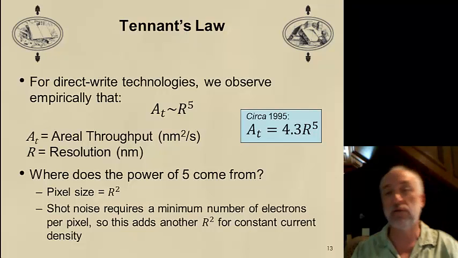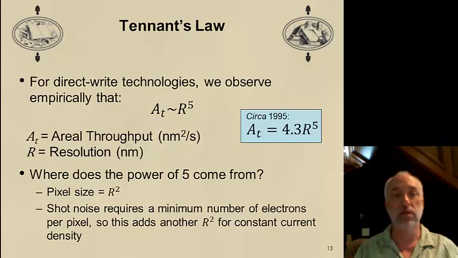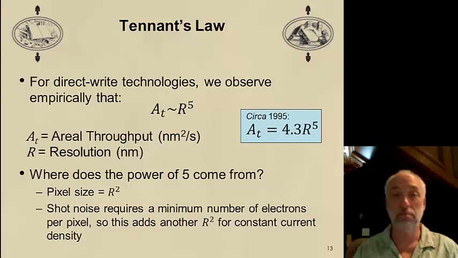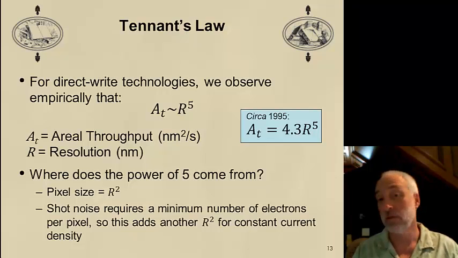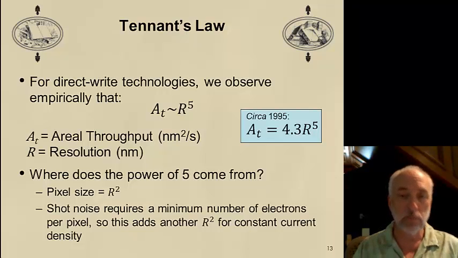Where does this power of 5 come from? Why is it so bad? Well, first of all, we have the pixel size itself. Right? If the pixel size is R squared, and I reduce the resolution R by a factor of 2, I have to have 4 times as many pixels. If you have a constant pixel throughput, then your areal throughput will go down by a factor of 4. But what about the rest of the powers? We still have an R cubed left.